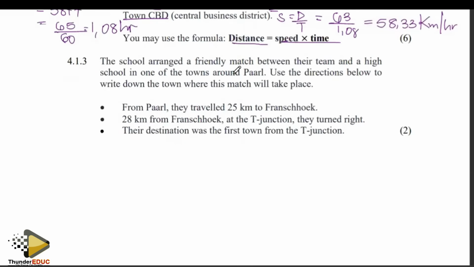The school arranged a friendly match between their team and a high school in one of the towns around Perth. Use the directions below. Write down the town where the match took place. From Perth, they traveled 25 kilometers, then 28 kilometers to the T junction. So they turned right. Their destination was the first town from the T junction.